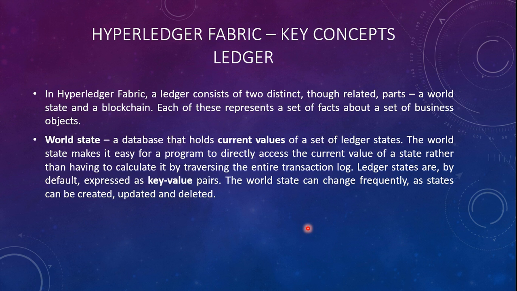So let's look at what the world state is. It is a database that holds current values of a set of ledger states. The world state makes it easy for a program to directly access the current value of a state rather than having to calculate it by traversing the entire transaction log. The ledger states are by default exposed as key value pairs. The world state can change frequently as states can be created, updated and deleted.